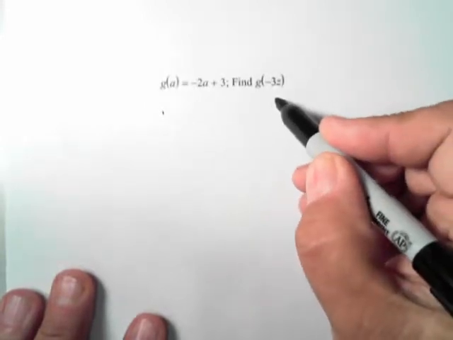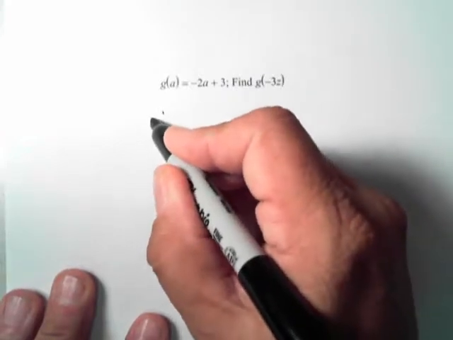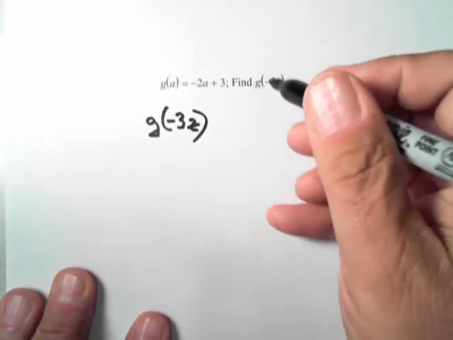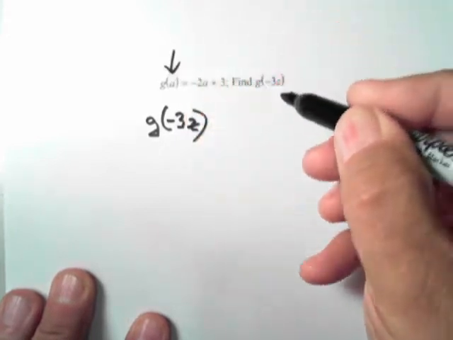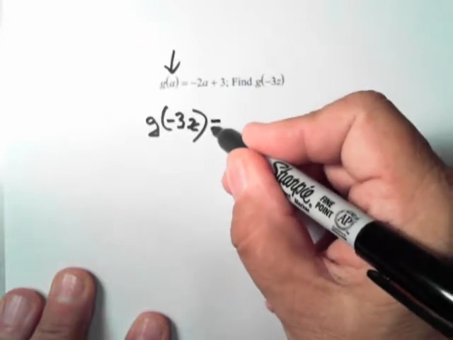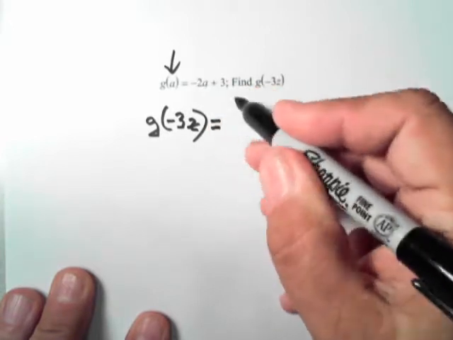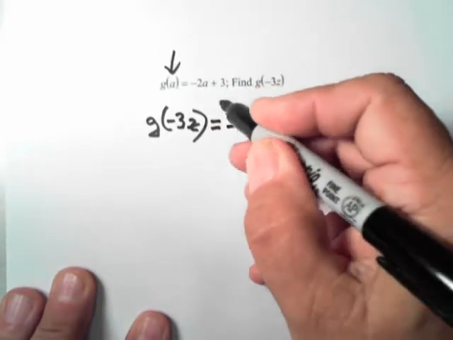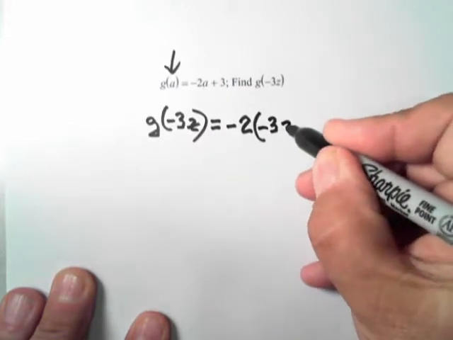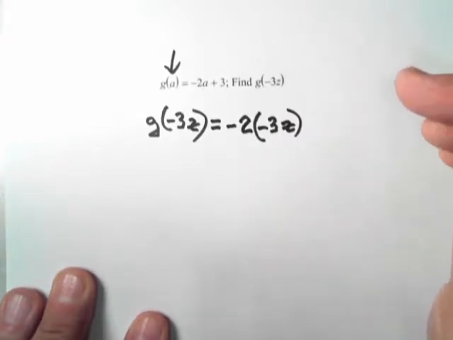But we want to find g of negative 3z. Okay, well, g of negative 3z. Now, what that means, of course, is what we're going to be doing is substituting this negative 3z in for the a. So it works just like you do it with numbers, only you got letters here. So negative 2 times the a value here, which we're plugging in negative 3z, and then we have plus 3.